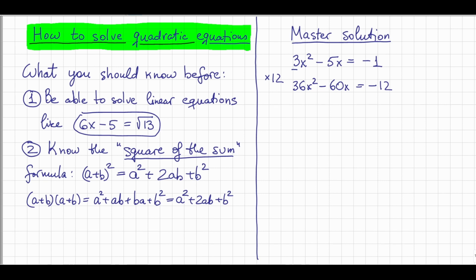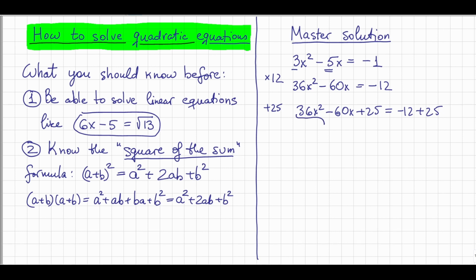As a second step, I want you to add the square of the second coefficient in the equation, in this case 5, or the coefficient is actually minus 5, and we want to add the square of that to both sides of the equation. So we add 25 to both sides, and we get 36x squared minus 60x plus 25 equal to minus 12 plus 25. Now we simplify both sides.